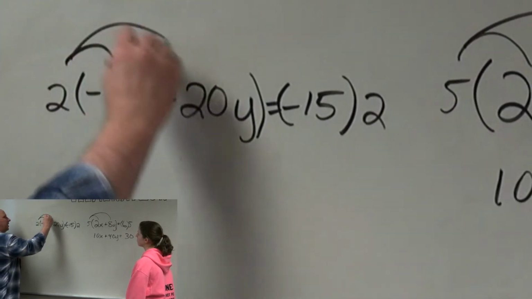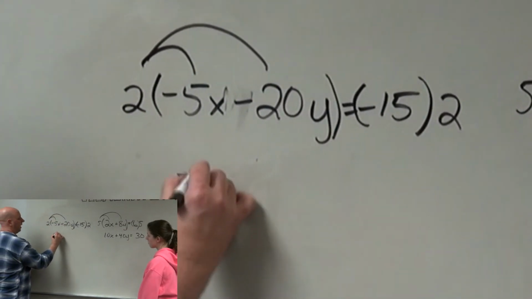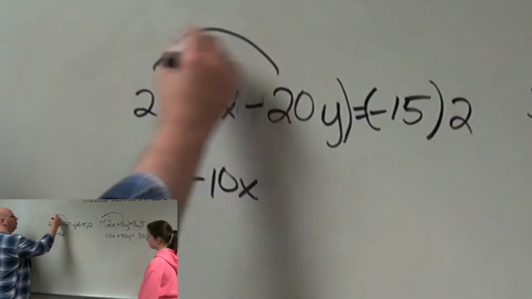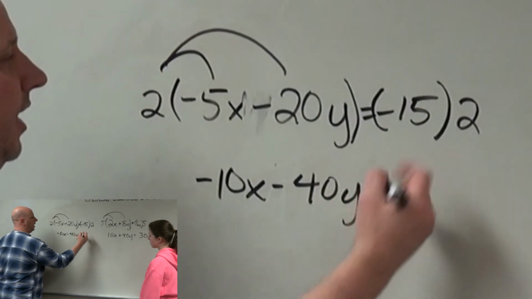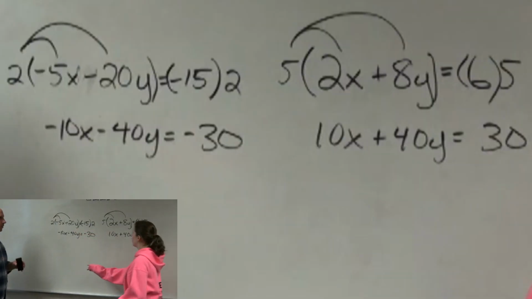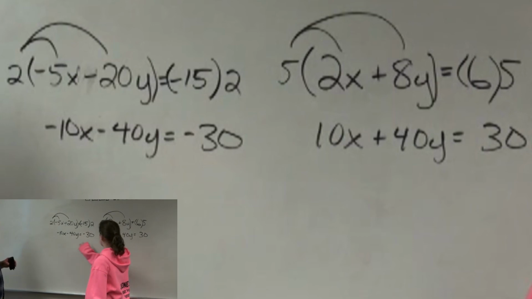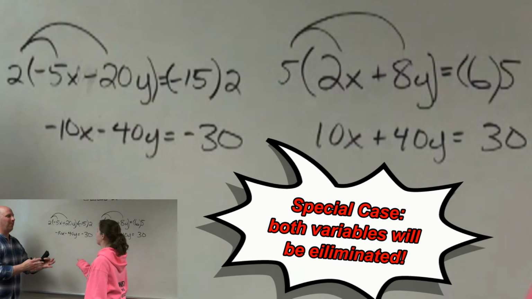So I have this times this times this. 2 times a -5 gives me a -10x. 2 times a -20 gives me a -40y. And then over here, this is a -30. Wait. These are the total opposites of each other. Brilliant! That's exactly what I wanted you to get.